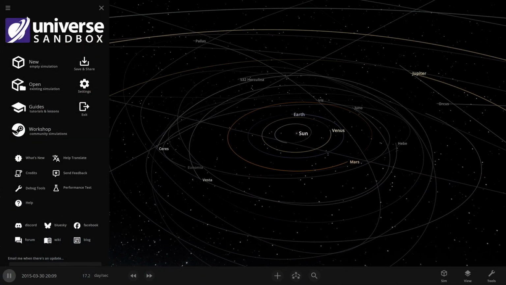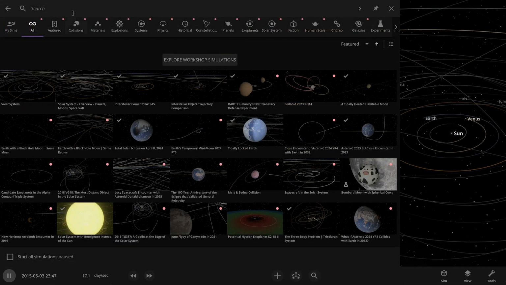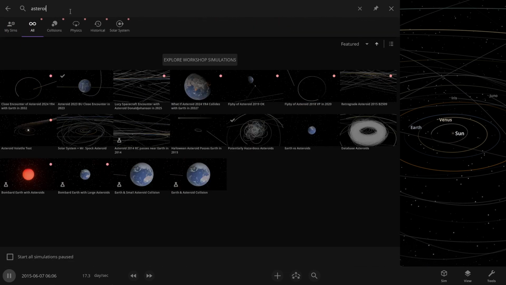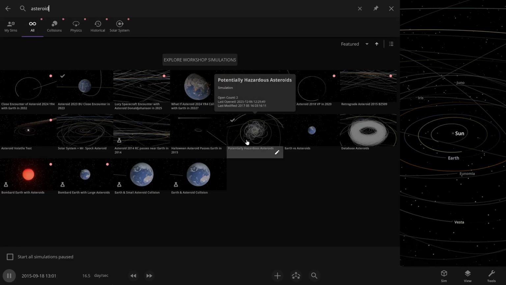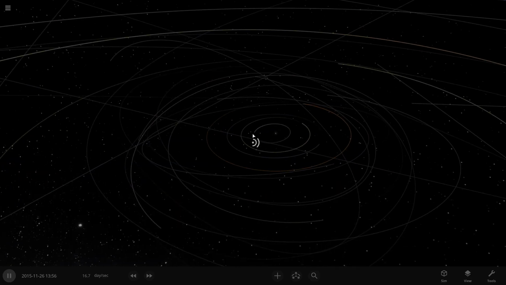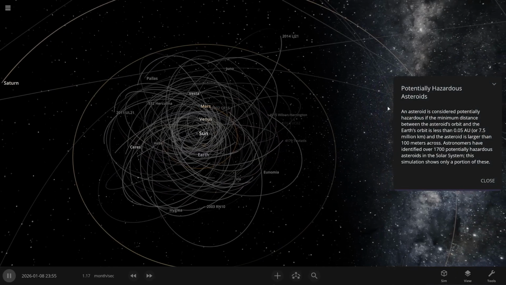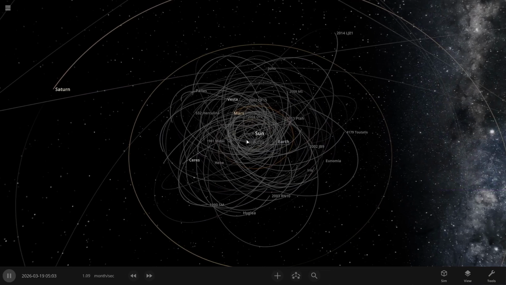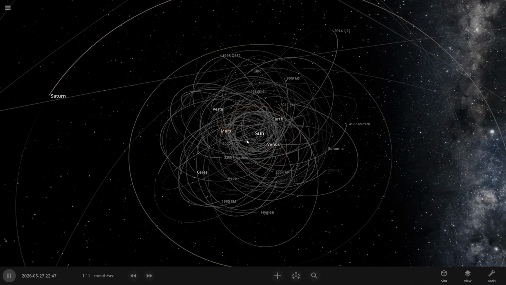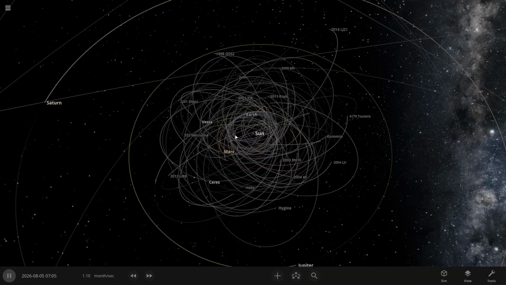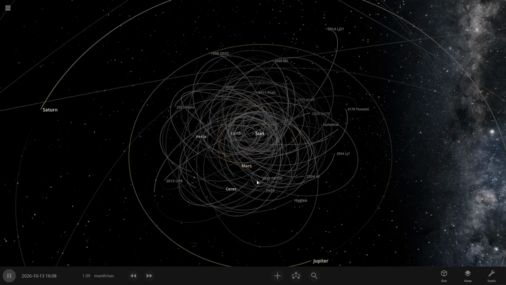We have here the menu, and I would suggest we click here on open, and in the search bar we search for something called asteroids. And here we have different options to choose from, and we go here for the potentially hazardous asteroids. Please don't be confused or afraid of what you will see. This naming is an artificial naming of these objects when they fulfill certain requirements. Maybe something we will cover in a future video, but nothing to be afraid of for now.